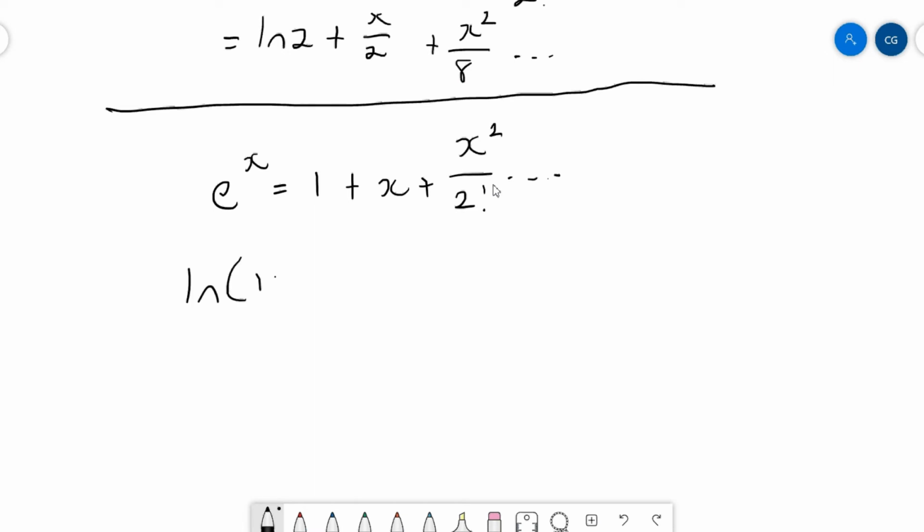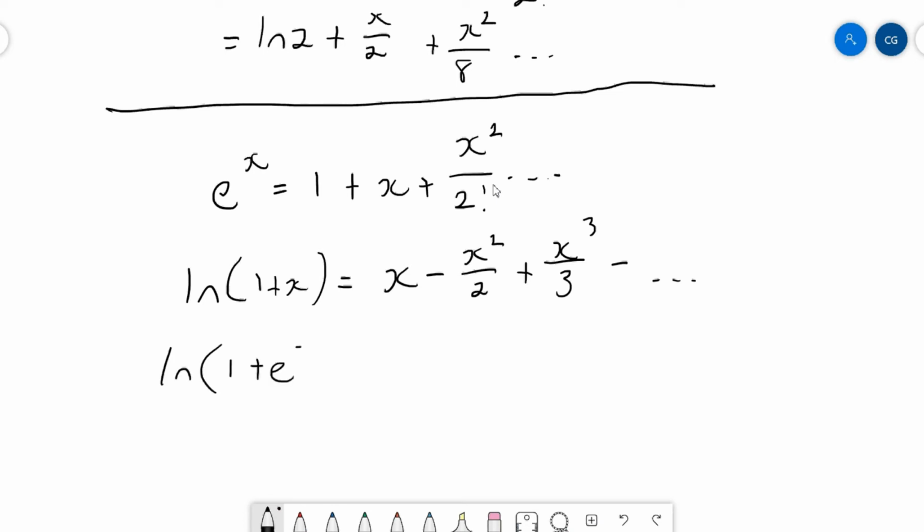Then natural log of 1 plus x can be approximated as x minus x squared over 2 plus x cubed over 3 minus etc. Now, what they ask us to find is natural log of 1 plus e to the x. Now, this is actually a composite Maclaurin series. That means that one series, e to the x, will go into composite function into natural log of 1 plus x. So e to the x is now going to go into the position of x.